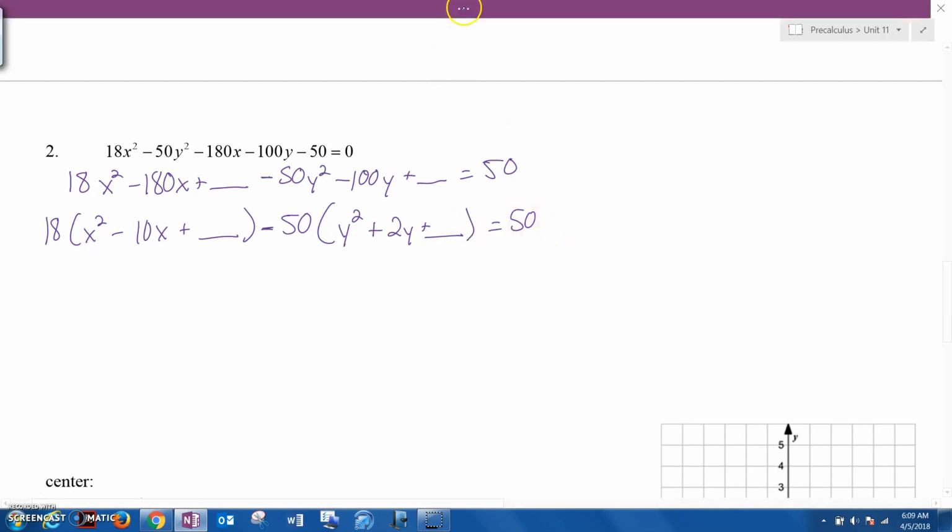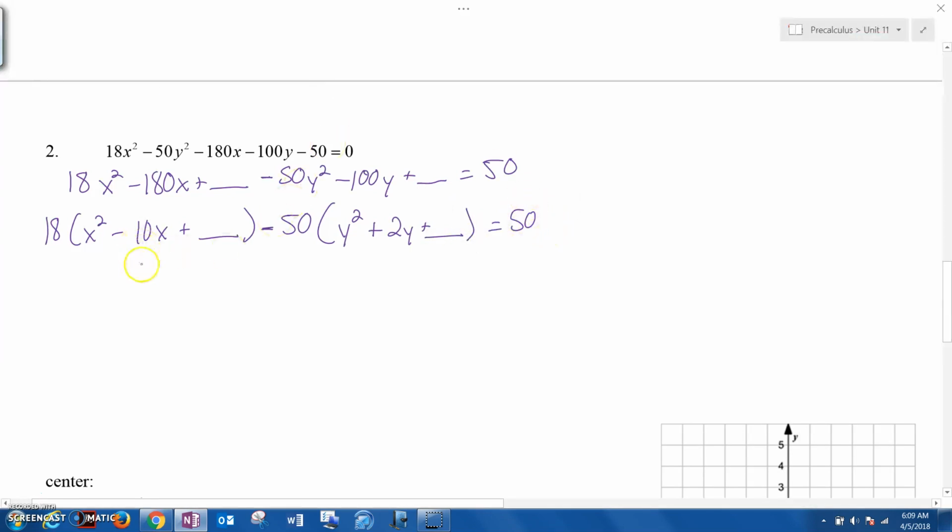Alright, and now we're going to complete the square. I'm going to add half of 10, which is negative 5, and then squared is 25. So what we have to do here, though, is add whatever 18 times 25 is. Was that 450? I believe it's 450. Yeah. So because we have 18 times 25, this is going to be a plus 450. And then here, we have half of 2 is 1, squared is 1. However, we added a negative 50 over here, so we have to subtract 50.